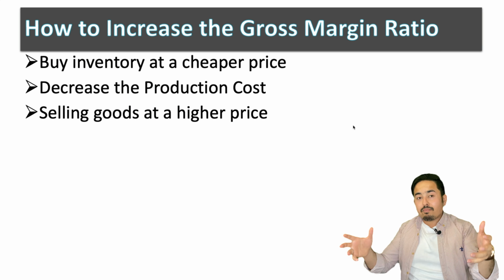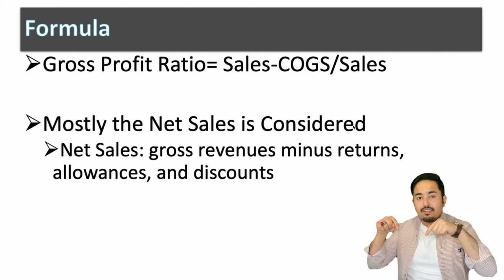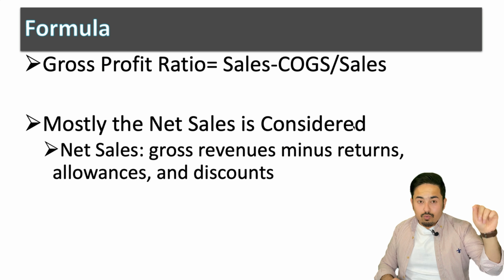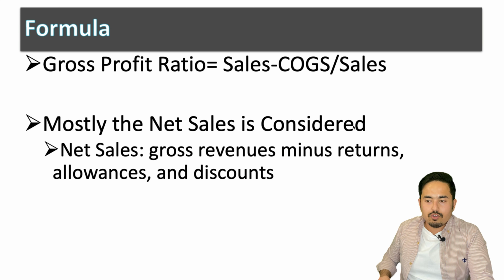Going ahead, what's the formula? Gross profit ratio is sales minus cost of goods sold, divided by sales. What you divide is the sales minus cost of goods sold, which ends up as gross profit. Gross profit to sales will give you the gross profit margin, or gross profit ratio.